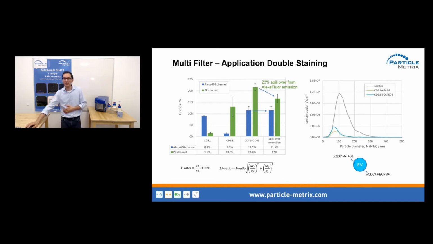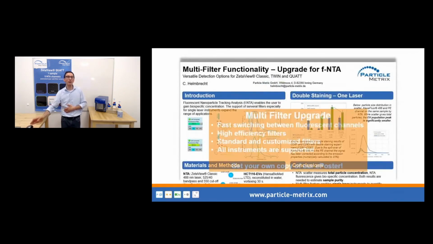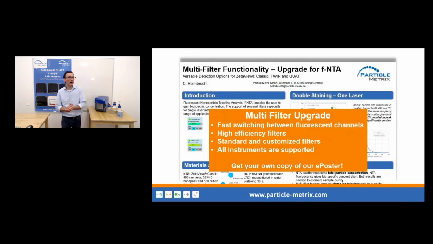So this works nicely. If this was a little bit too fast for you, we collected all this information on our e-poster, so make sure you get your own copy. And just in a nutshell, we can do fast switching between the fluorescence channels. We are using high efficiency filters. You can use the standard filter, or if you have customized filters, this is possible as well. And a nice asset to have: all instruments are supported, so this can be upgraded anytime on your existing instrument.